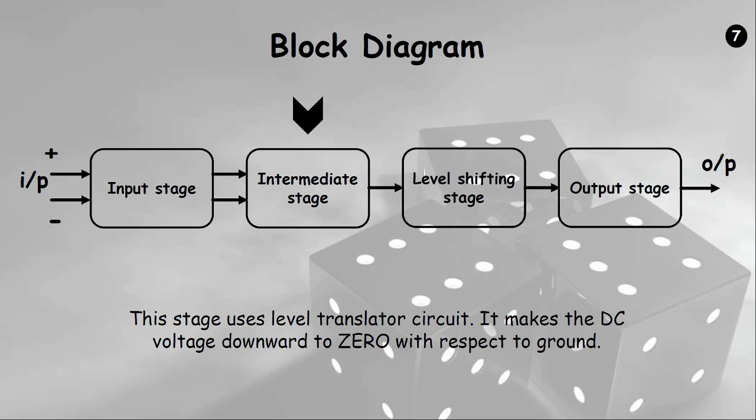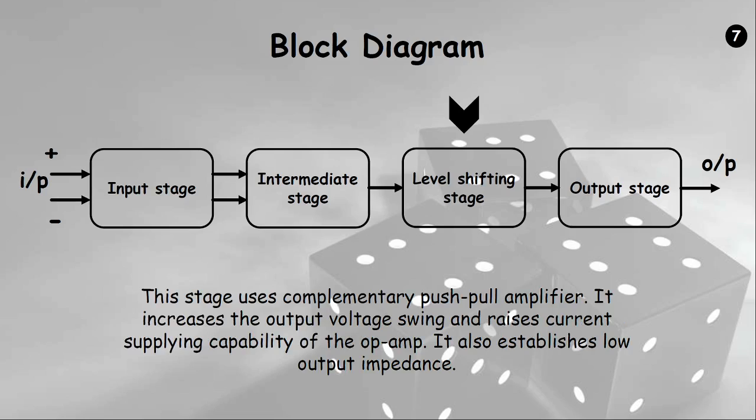It is nothing but the intermediate stage. In the level shifting stage, normally we use a push-pull complementary symmetry amplifier. So it will give you the maximum power output. Maximum power output is given by the level shifting stage. The level shifting stage is used to shift the output to the desired level.